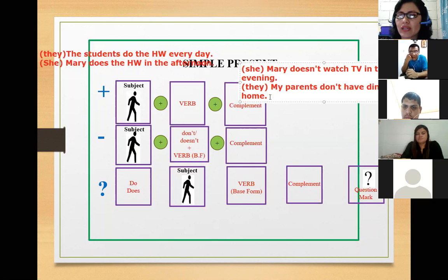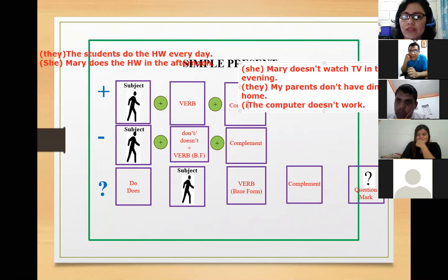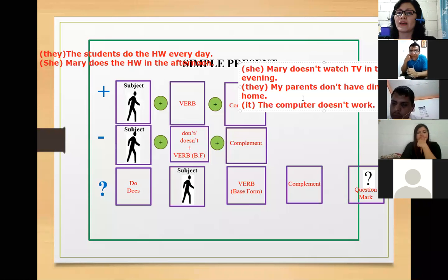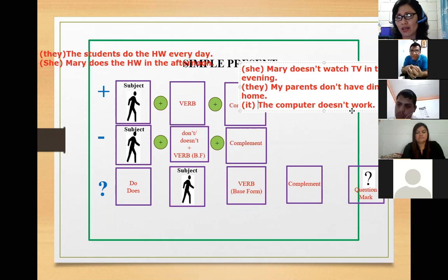Okay. Or I can see another example. I can say the computer doesn't work. The computer doesn't work. ¿Y teacher, y qué es el computer? ¿Por qué tiene doesn't? Ah, porque the computer es it. Okay. Entonces hago esta especificación, chicos, porque algunas veces nosotros esperamos ver el I, you, he, she, it, y no siempre lo vamos a encontrar así. Vamos a encontrar Mary, vamos a encontrar my parents, vamos a encontrar the computer, vamos a encontrar the students, ¿verdad? The teacher, etc. So that is about the negative form, okay?